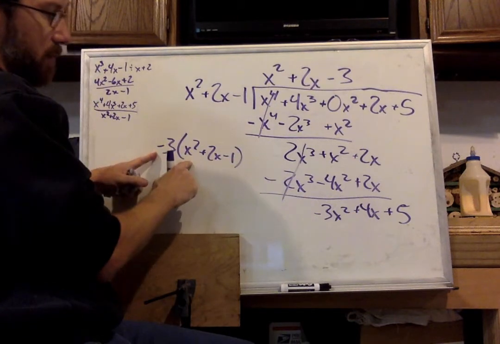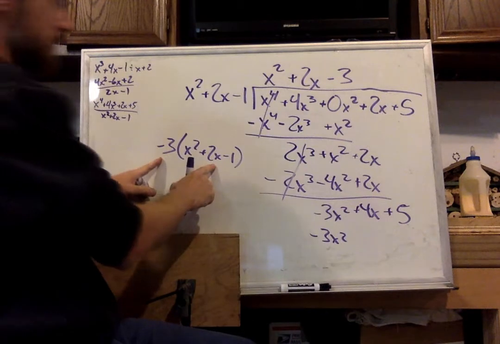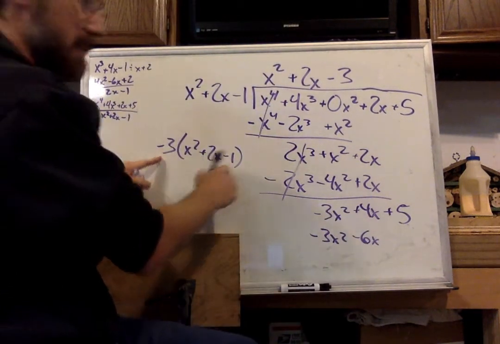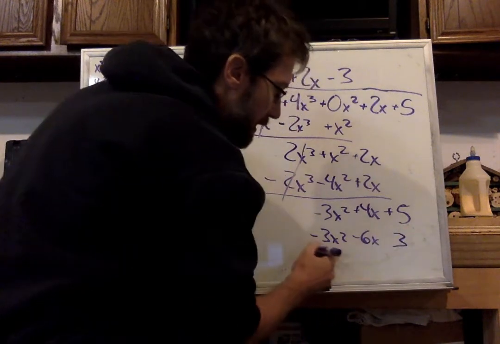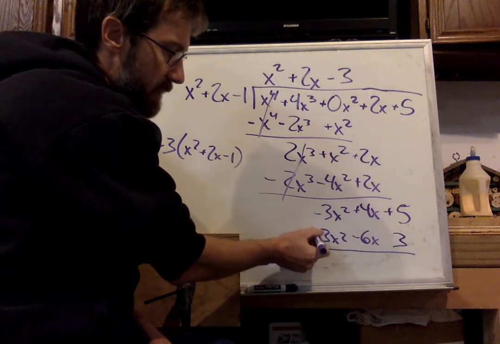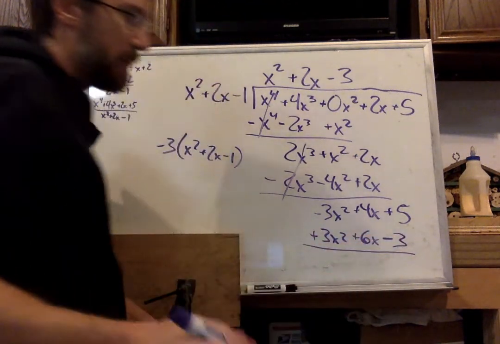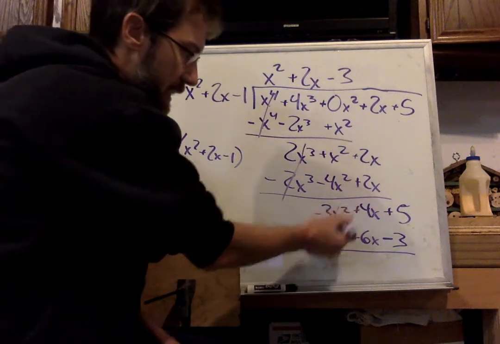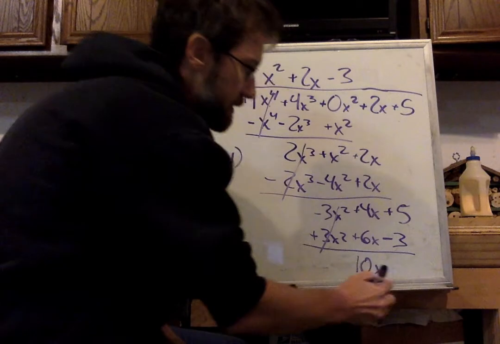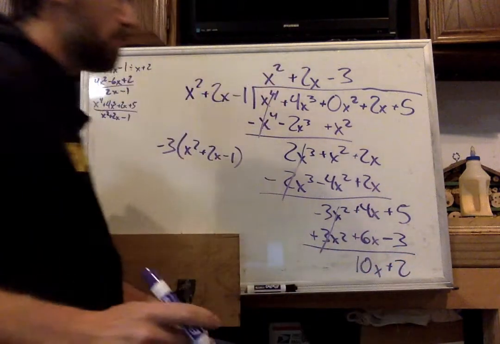So that's negative 3x squared, negative 6x, and positive 3. And again, I'll just leave the plus sign out for now and just write it as a 3. Changing the signs because it's subtraction, so plus 3x squared plus 6x minus 3 at the end. These cancel out. 4 plus 6 is 10x, and 5 minus 3 is plus 2.